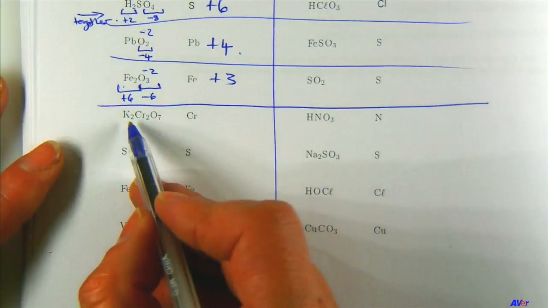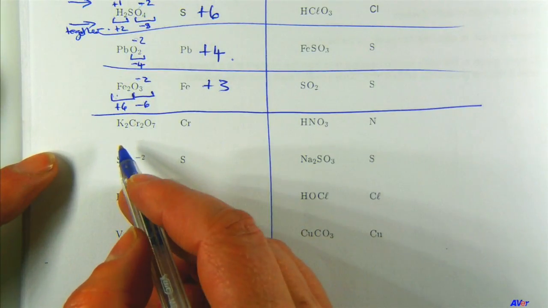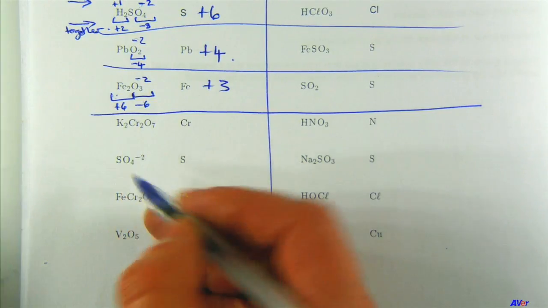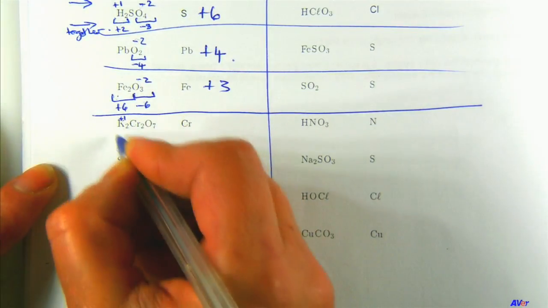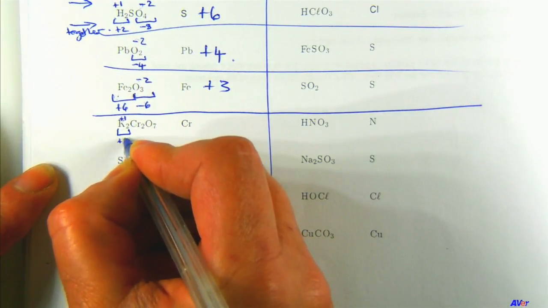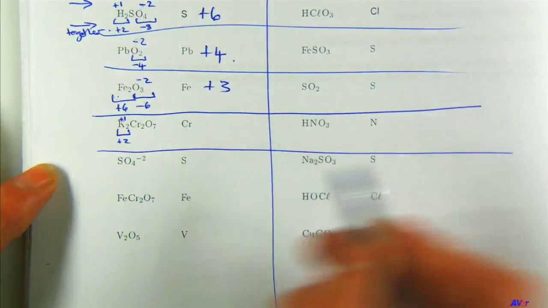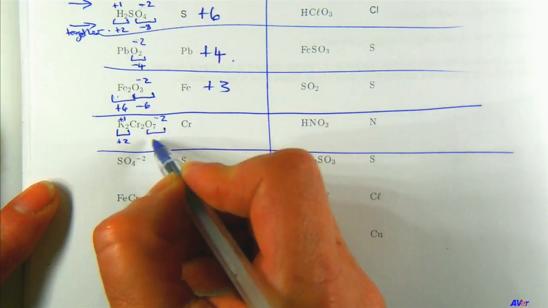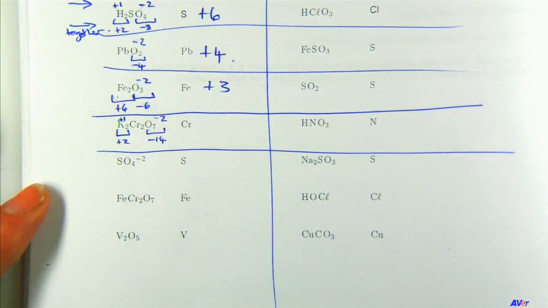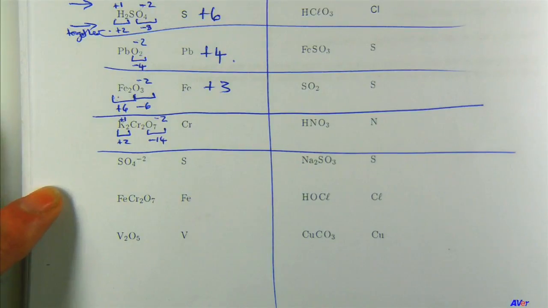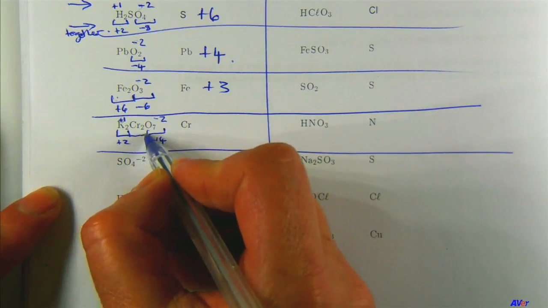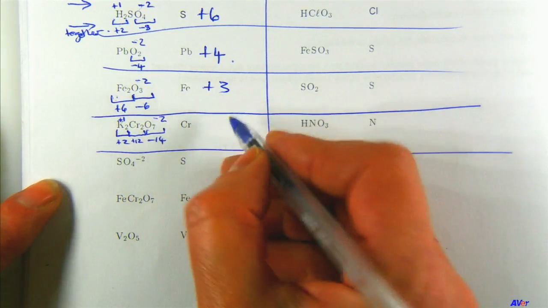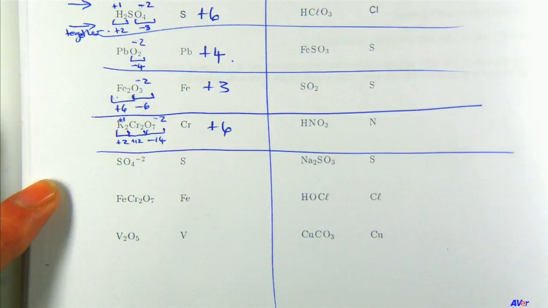Next one. Potassium. What do you know about potassium? Periodic table. Potassium is in group 1, so potassium is +1. That means the 2 potassiums together will be a +2. Right. Oxygen, -2. 7 of them will give you -14. So where am I at? -12. So the 2 chromes should together be +12. So every chrome atom is a +6.